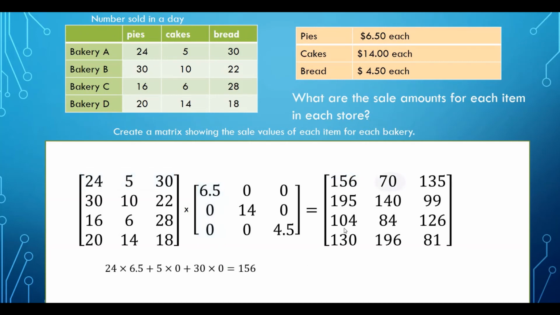If I look at the $70, which is the value of cakes sold in Bakery A, that's in row 1, column 2. So it means I'm going to be multiplying row 1 with column 2. And you can see now that the 24 and the 30, the number of pies and bread, are multiplied by 0, and only the 5 is multiplied by the $14 to give us our $70.